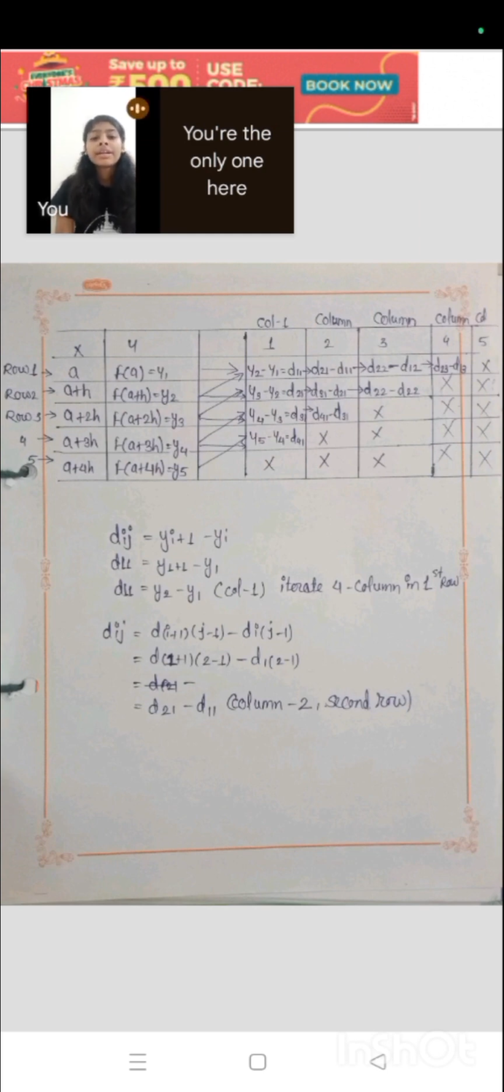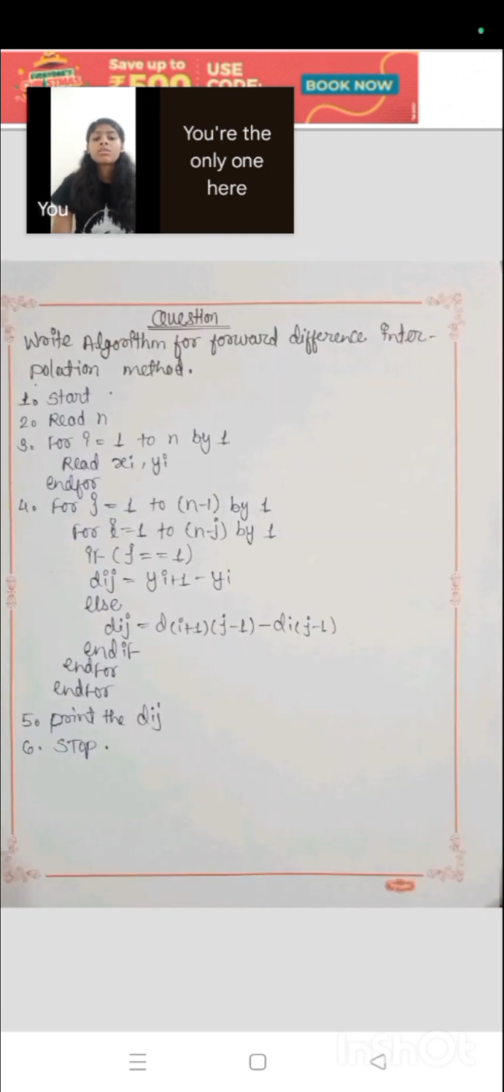In this way we iterate and find all the row 2 values, and we iterate the i and j loop. So here we find the row 1, row 2, row 3, row 4 and row 5 values. We find all values, and we end the if condition, end the i loop and end the j loop, print dij, and stop the algorithm. So this is the algorithm for forward difference interpolation, and we find all the forward difference values.